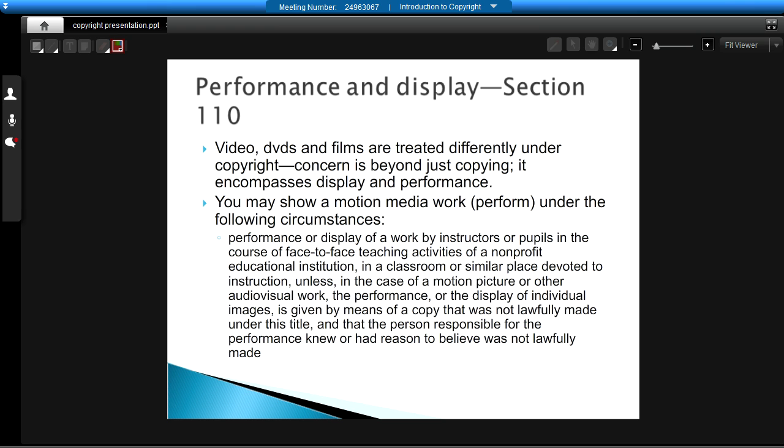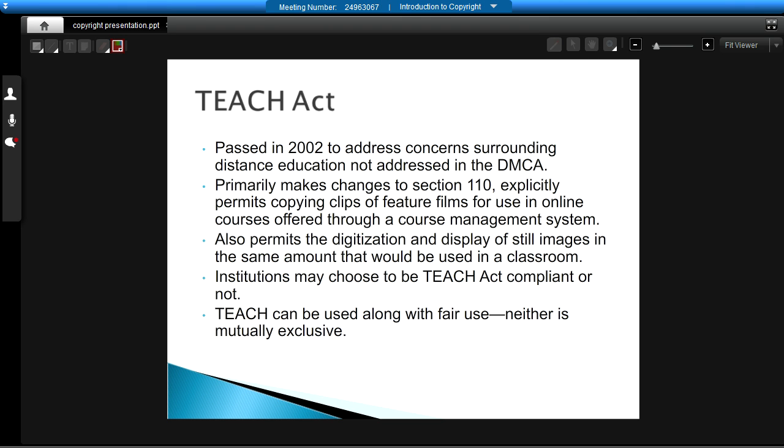Where we run into questions is when you start talking about digitizing film and using film in an online environment. This is where you'll start to hear the phrase, the Teach Act. And so I want to talk about the Teach Act. The Teach Act was passed in 2002, and it was an attempt to address the concerns surrounding distance education, which the Digital Millennium Copyright Act didn't even attempt to approach.